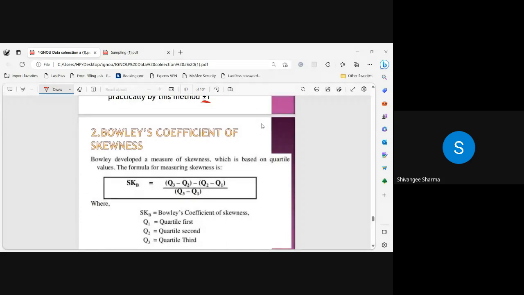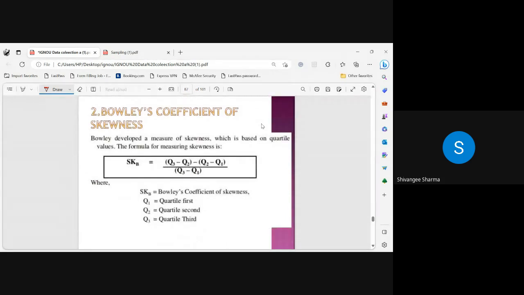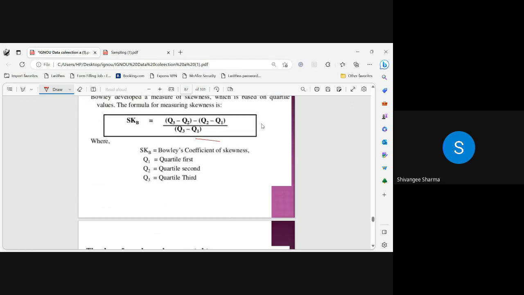Then the next one is Bowley's coefficient of skewness. This is based on quartiles. The previous one was based on mean, median, and standard deviation, and this is based on quartiles. I have already told you how to calculate quartiles. The simple formula: Q3 minus Q2 minus Q2 minus Q1 divided by Q3 minus Q1. Here Q1 is the first quartile, Q2 the second quartile, and Q3 the third quartile.